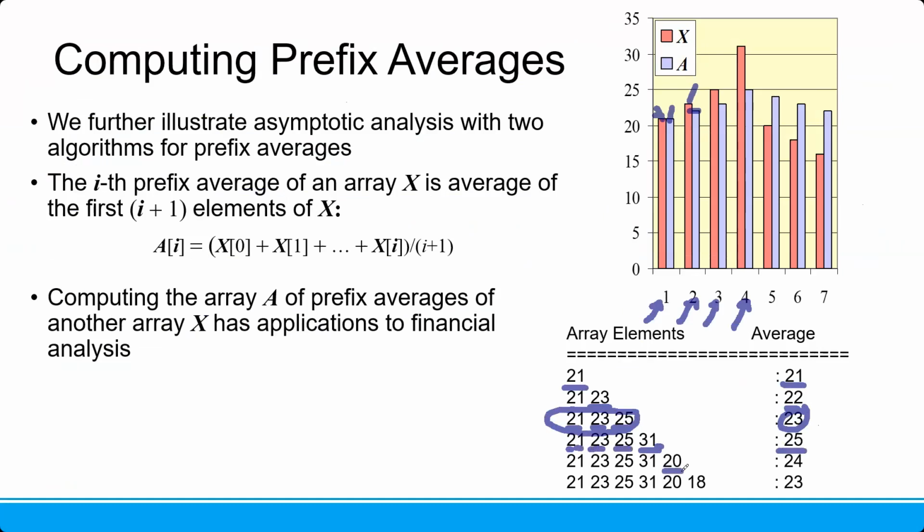On day number 5, the stock decreased to 20. So we can again do the summation and average. Okay. So this is the meaning of the prefix average. We will get the average whenever we have a new value.